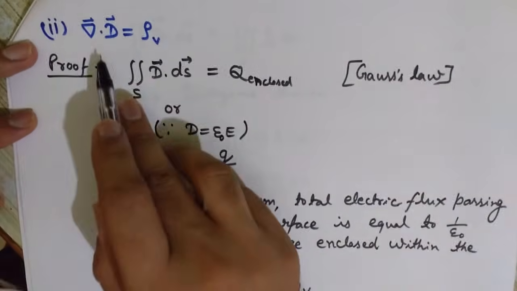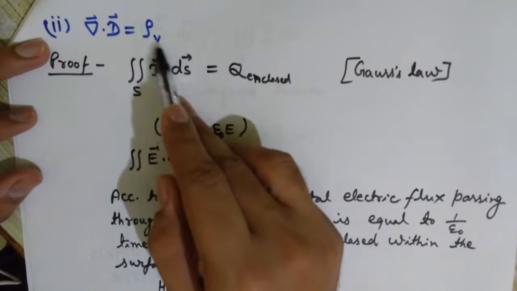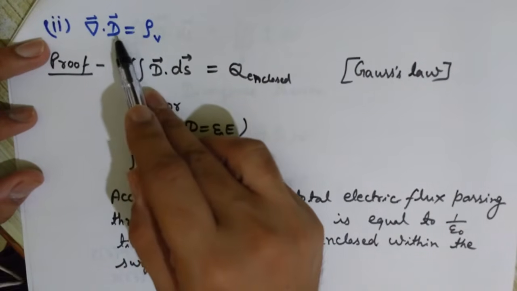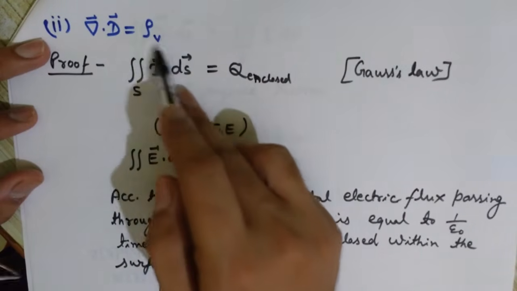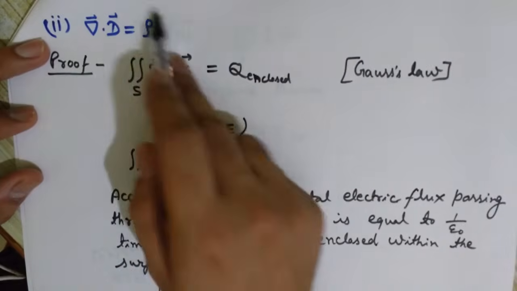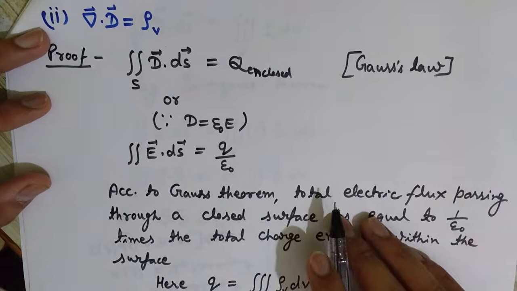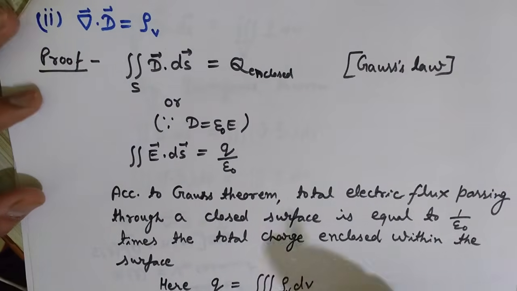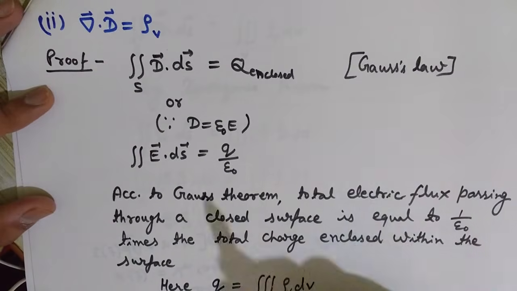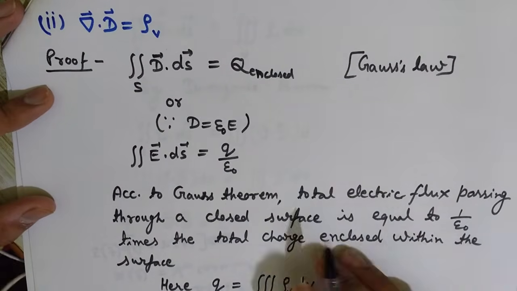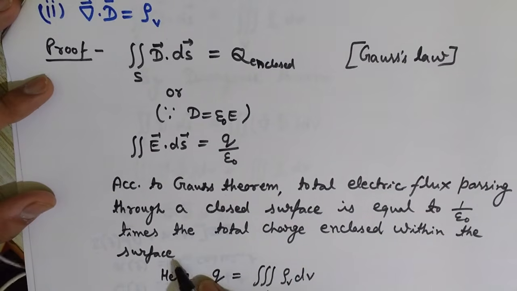Now this is the second Maxwell's equation. Divergence of D equals rho v. So here D is the electric flux density and rho v is the volume charge density. Now let's prove this. Actually this is based on Gauss's law. According to Gauss's theorem, the total electric flux passing through a closed surface is equal to 1 upon epsilon times the total charge enclosed within the surface.